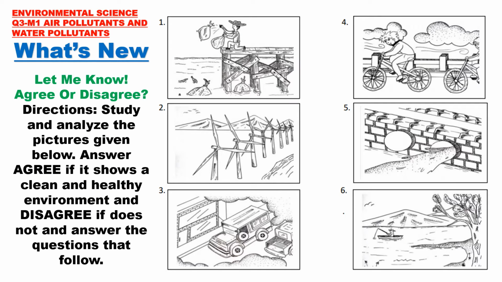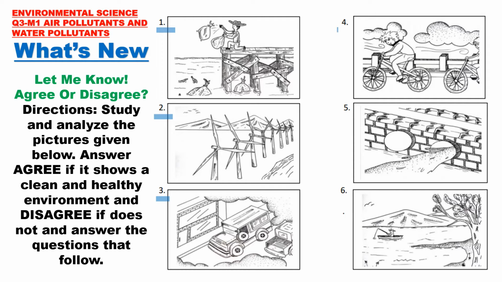What's new? Study and analyze the pictures given below. Answer agree if it shows a clean and healthy environment, and disagree if it does not, and then answer the questions that follow. For the first picture, we have a man throwing garbage in the sea. Agree or disagree. 2, we have windmills placed near the sea. Next, we have number 3, a vehicle emitting dark smoke into the air.